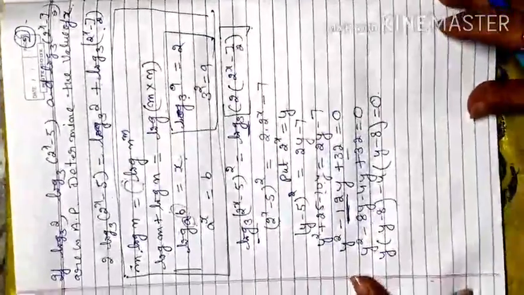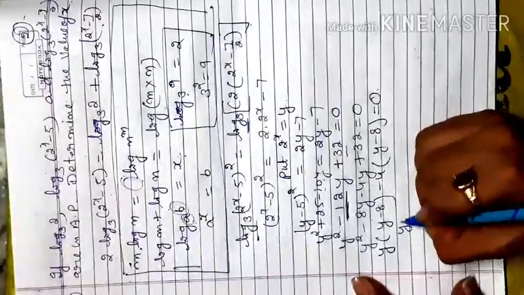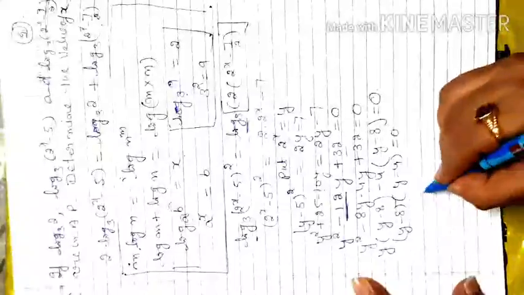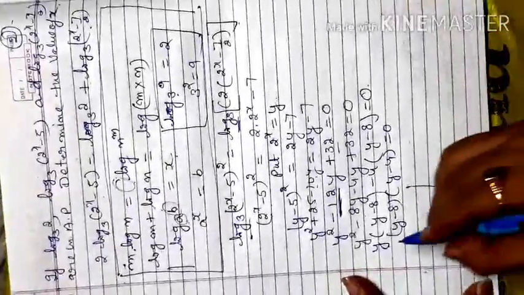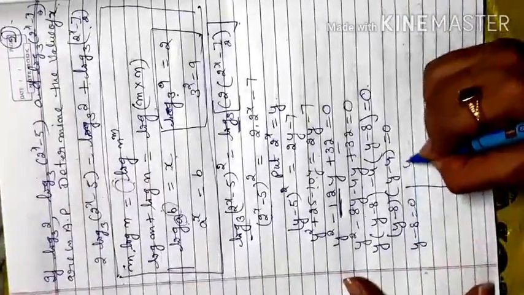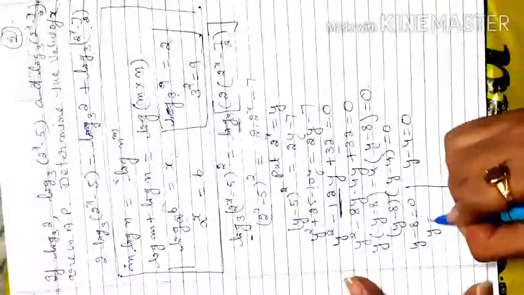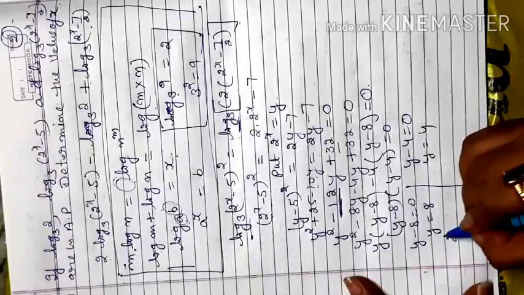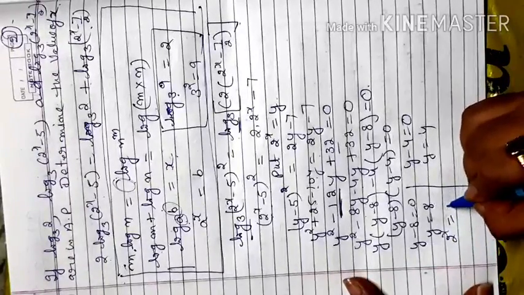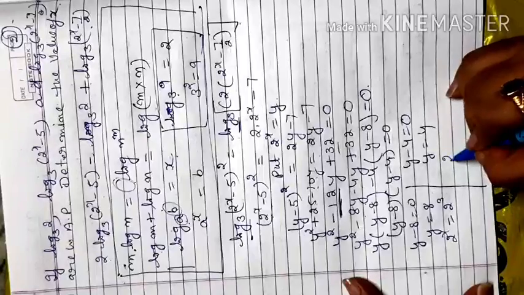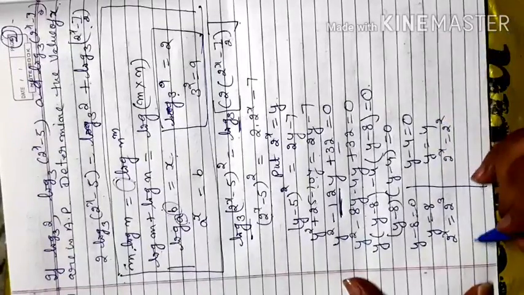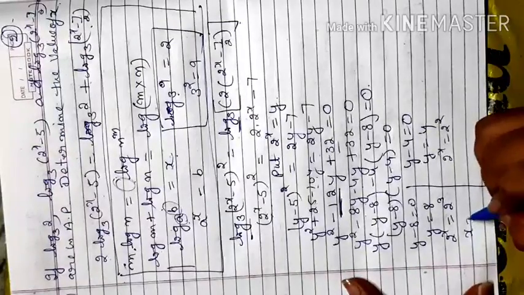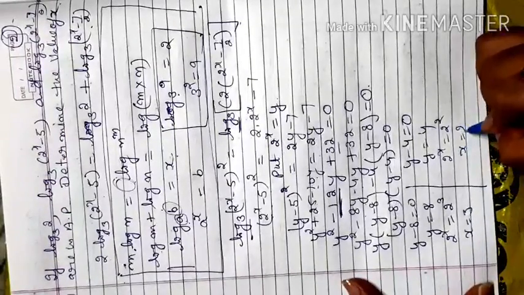Now we apply the zero product rule by taking (y minus 8) common: (y minus 8)(y minus 4) is equal to 0. So y minus 8 is equal to 0 and y minus 4 is equal to 0, so y is equal to 8 and y is equal to 4. Now I replace back what I considered y as 2 raised to power x. 8 becomes 2 raised to power 3, so 2 raised to power x equals 2 raised to power 3, and 2 raised to power x equals 2 raised to power 2. If the base is the same, we just equate the powers. So here x is equal to 3 and here x is equal to 2.